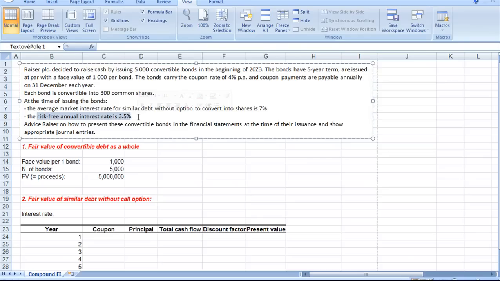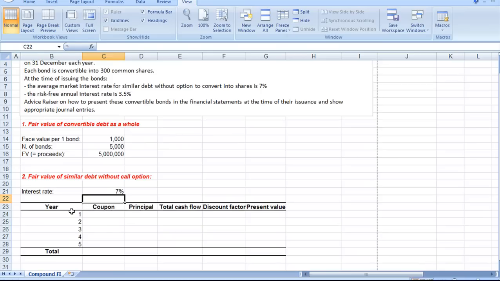Well, in reality, you should look to market yields for the similar instruments and not risk-free rates, because we look for fair value of similar instrument. And so we select the rate of 7%. Then we are going to calculate the present value of cash flows from the similar bond. So I drafted a simple table here.